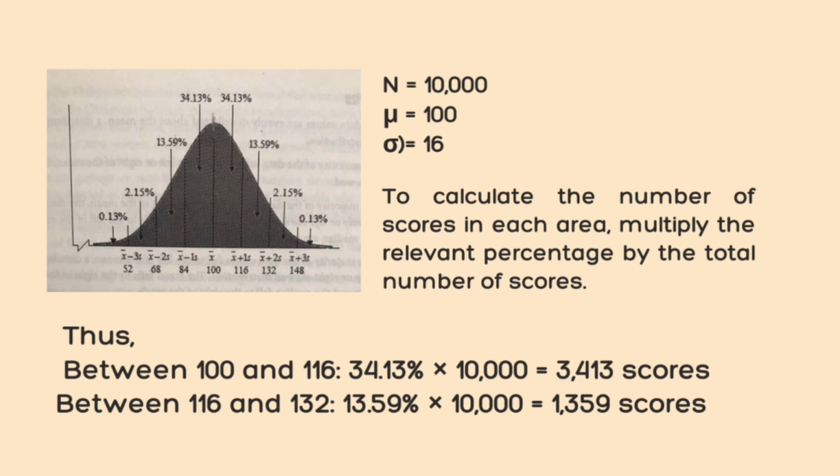In the second one, the number 13.59% represents the percentage of data falling between 1 and 2 standard deviations from the mean in a normal distribution. Since this range extends symmetrically around the mean, it represents the portion of the distribution between 1 and 2 standard deviations above it. Hence, the calculation for the number of scores between 116 and 132 is 13.59% of 10,000, which equals 1,359 scores.